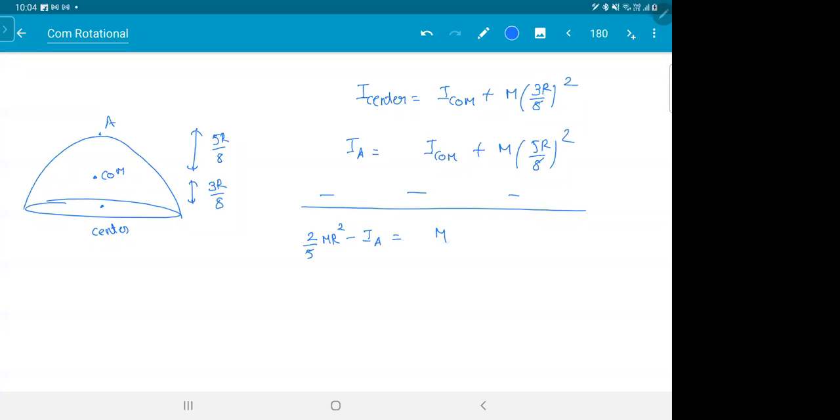IA. This would be mr square by 64. I'll do one thing. 9 by 64 minus 25 by 64. So IA would be 2 by 5 mr square plus that would be 16 by 64 mr square by 4. 13 mr square by 20. Check it out.